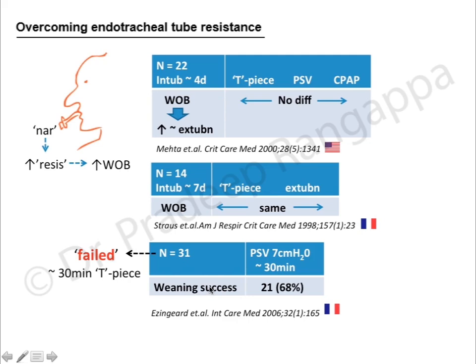So this was another small study by a French group, done in 31 patients who had failed extubation, and then they were subsequently weaned on pressure support, and 68% of them were successful. So again, this study inclines toward using pressure support ventilation because they had failed a TP trial, but then they were slowly weaned off the pressure support. For 30 minutes they were maintained on 7 centimeters of pressure support, and then extubation was possible. So the weaning success was around 68%.